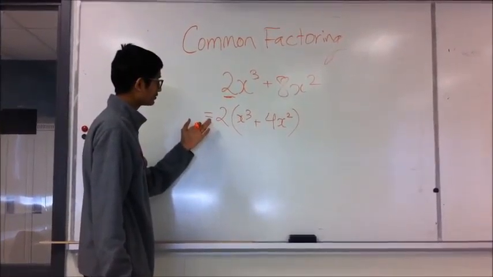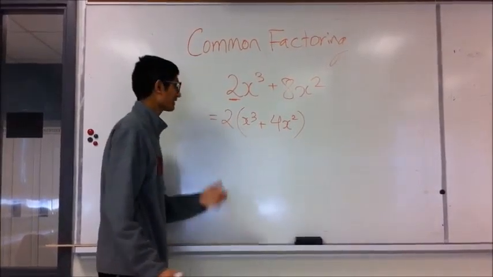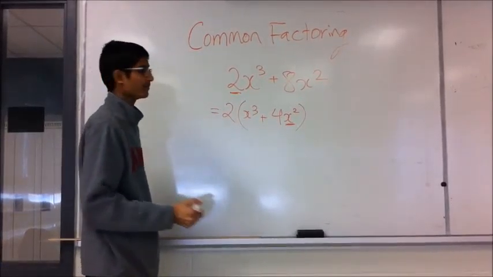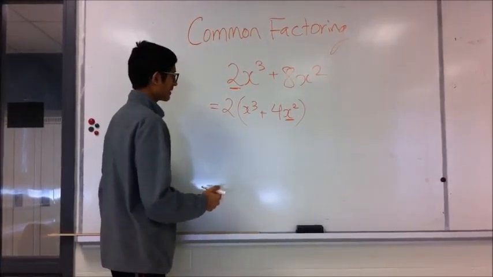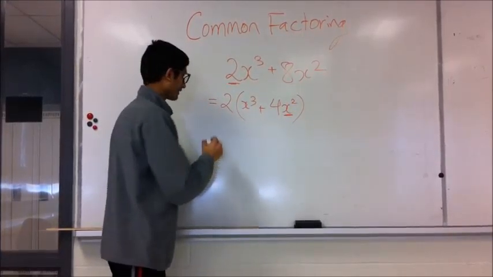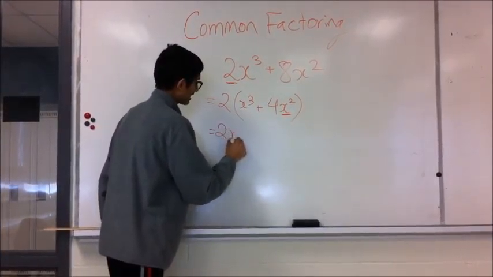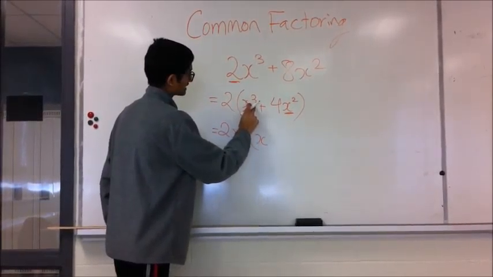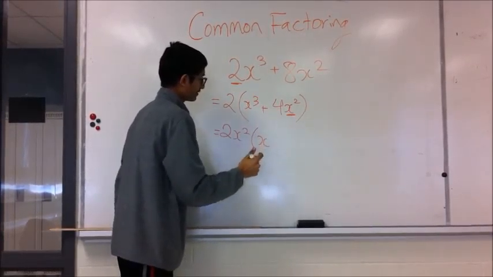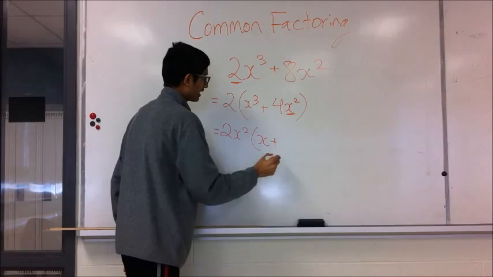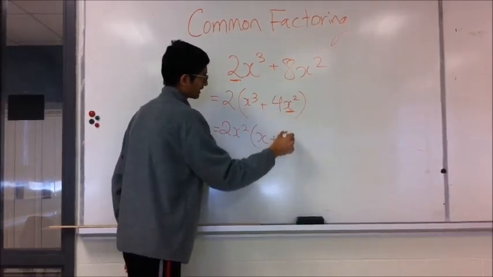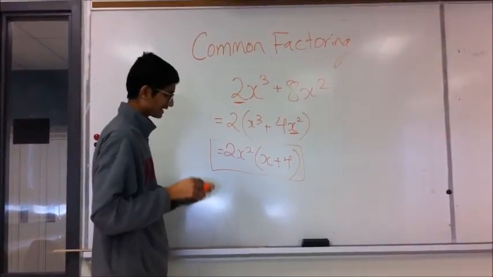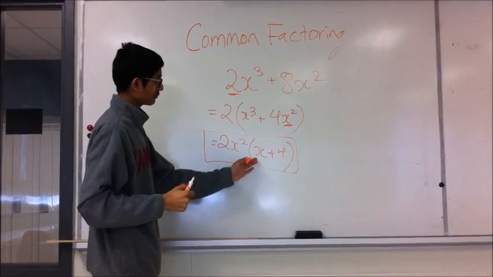Now, if we look at 2 times x cubed plus 4x squared, we can see that we can further common factor it. We can take the x squared portion out, because it's common between these two terms inside the bracket. So instead of 2 being outside the bracket, it would now be 2x squared, with the inside term being x, because x cubed divided by x squared gives you x to the power of 1, which is just x, plus 4 when you take out the x squared.